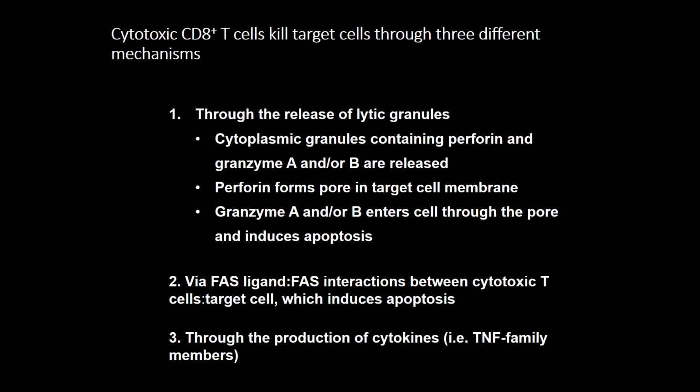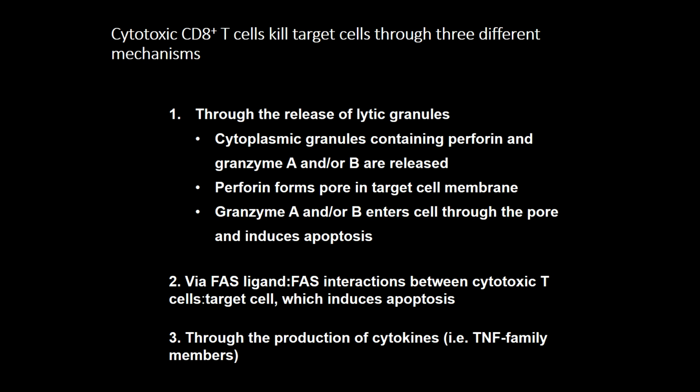Now, what perforin does is form a pore in the target cell, so multiple molecules polymerize and form a hole through the target cell membrane. And what that does is it allows granzyme A and or B to enter the cell through the pore. And these enzymes will interact with certain other proteins that induce apoptosis, and those proteins are called caspases. Okay, so you can do it through the release of lytic granules.